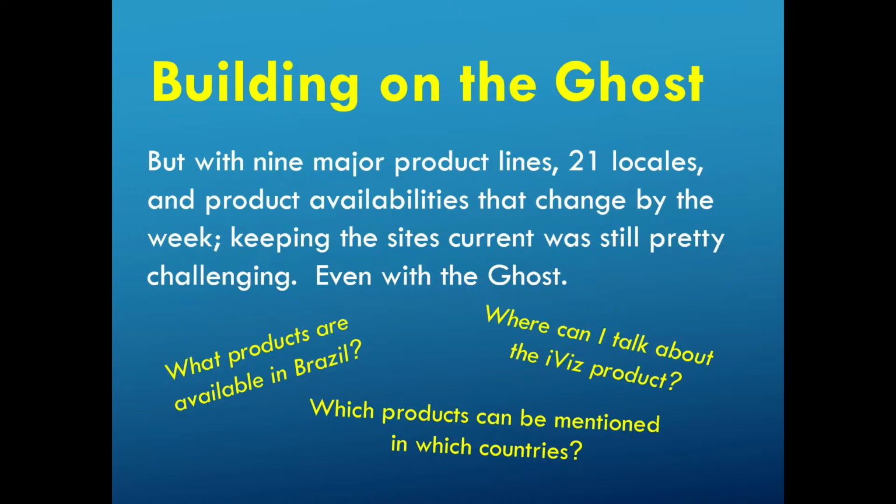They say, well, this says it better than I can. What products are available in Brazil? And where can I talk about our IVAS product? And where can I talk about which things? And there was no really, as Damon puts it, no single point of authority. It was all checking through emails and asking people and making phone calls and often getting conflicting information.